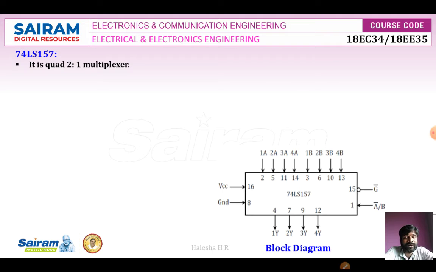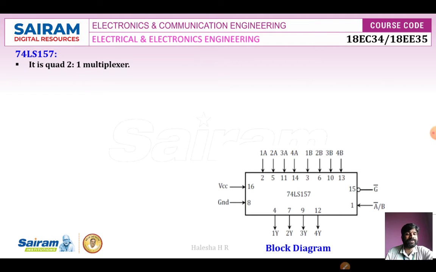Now, for one multiplexer, 1A, 1B is the input, 1Y is the output. For the second multiplexer, 2A, 2B is the input, 2Y is the output. For the third multiplexer, 3A, 3B is the input, 3Y is the output. Similarly, for the fourth multiplexer, 4A, 4B is the input and 4Y is the output. Apart from this, it has an enable input, that is G bar, and a select input, A bar B. That means if it is 0, it selects the A source. If it is 1, it selects the B source.